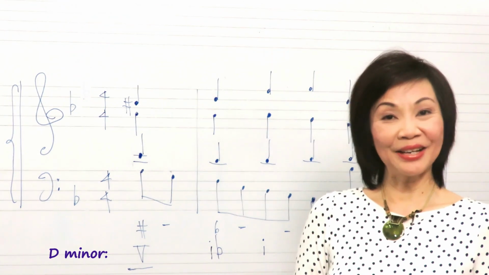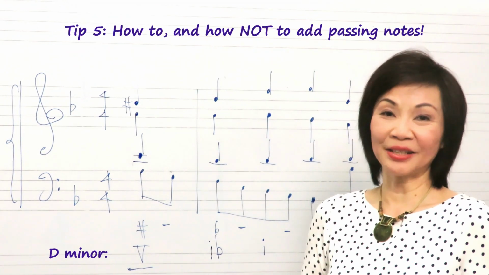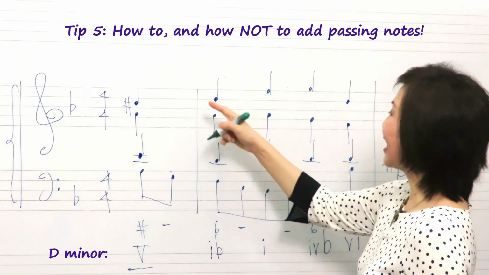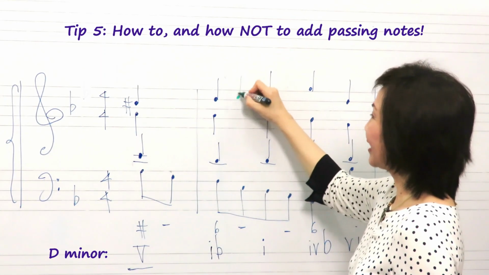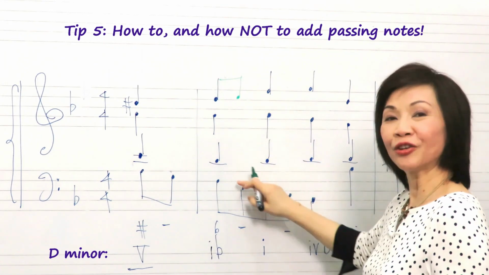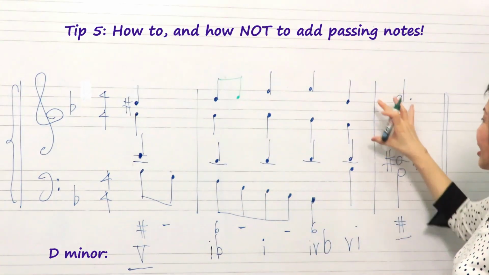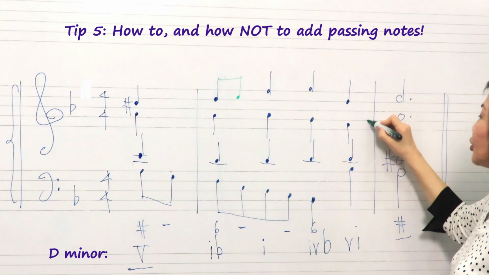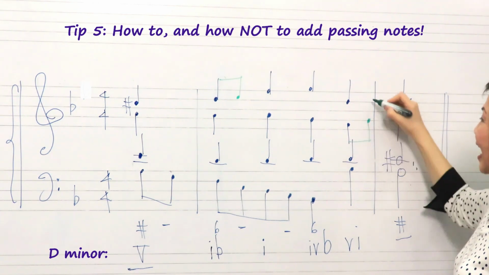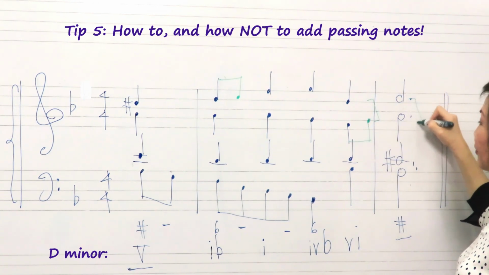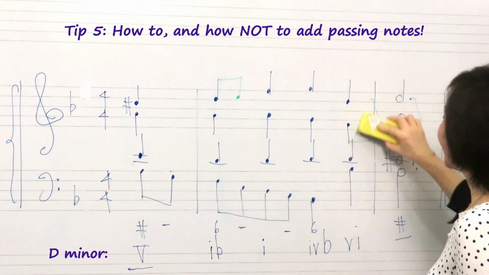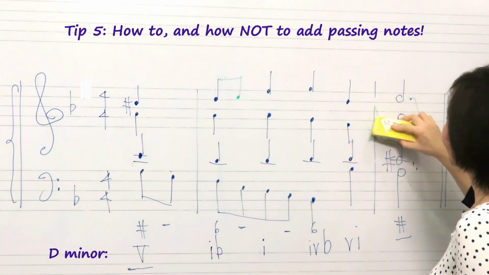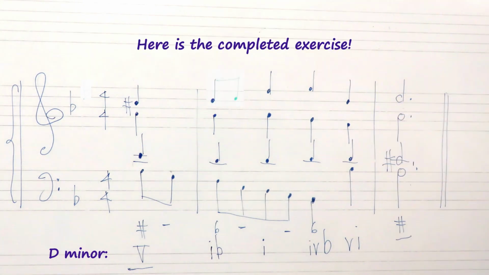To complete the exercise, you may be interested to add a passing note or two. In this case, we see 2 harmony notes, and it is possible to add an E here, which moves in contrary motion with the bass. In this situation, it is not good to add a passing note here, as this will cause consecutive fifths between the two parts. So this has to be avoided. So here we are with the progression for D minor.